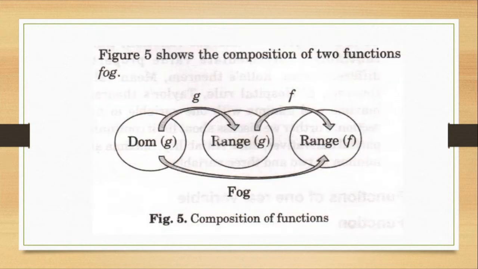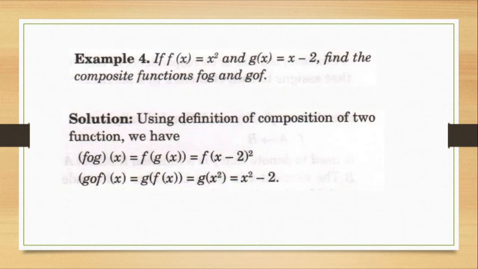As by the figure we can see, this is the composition, this is the domain, this is the range of g, and this is the range of f. So g maps from the domain to the range of g, and then f maps to the range of f. Graphically it is shown like so.